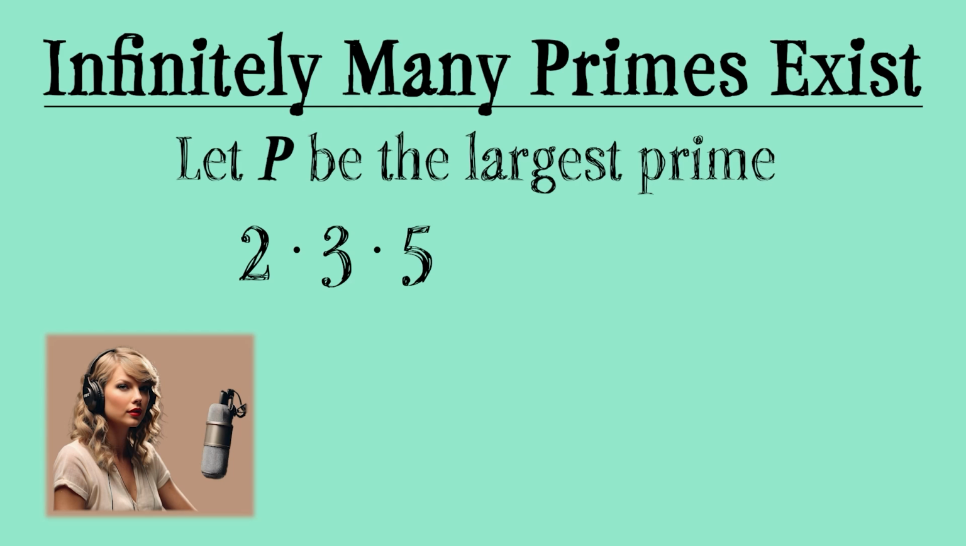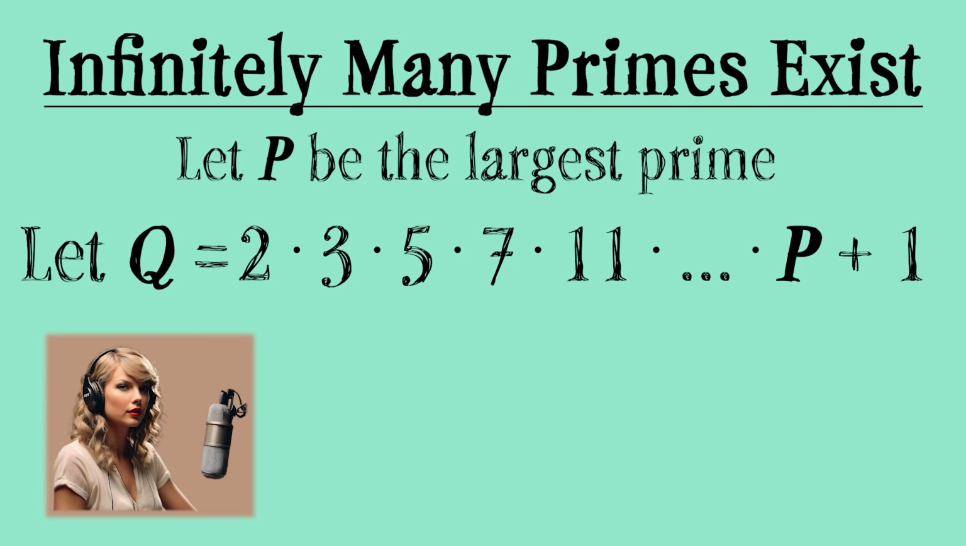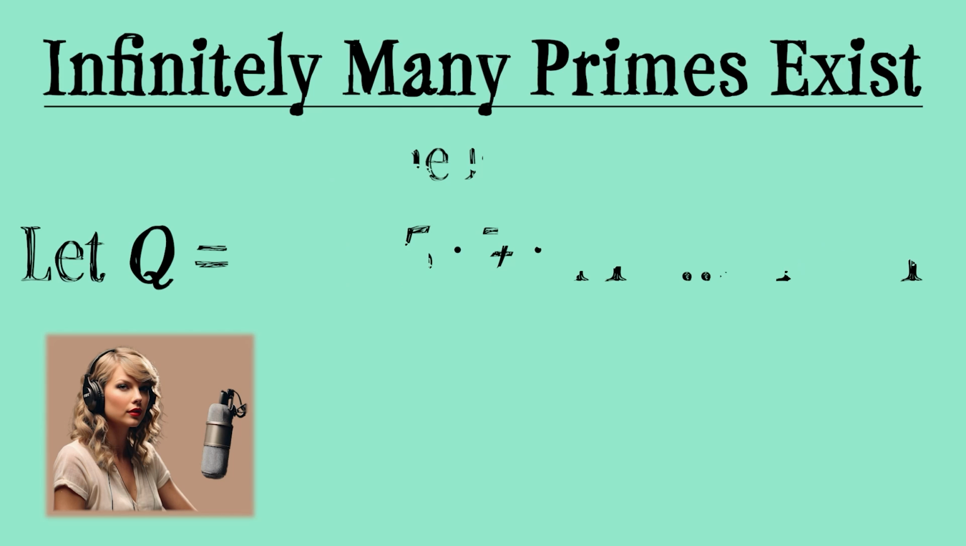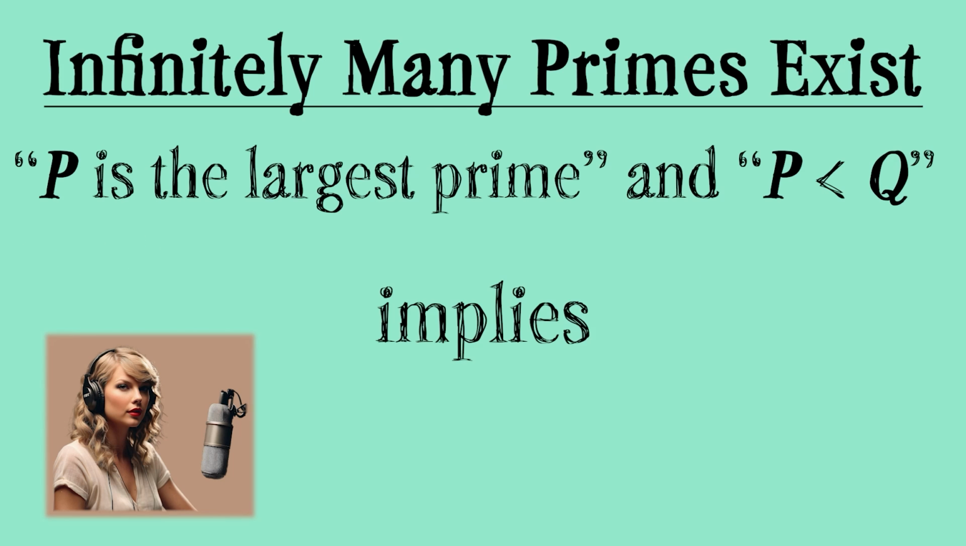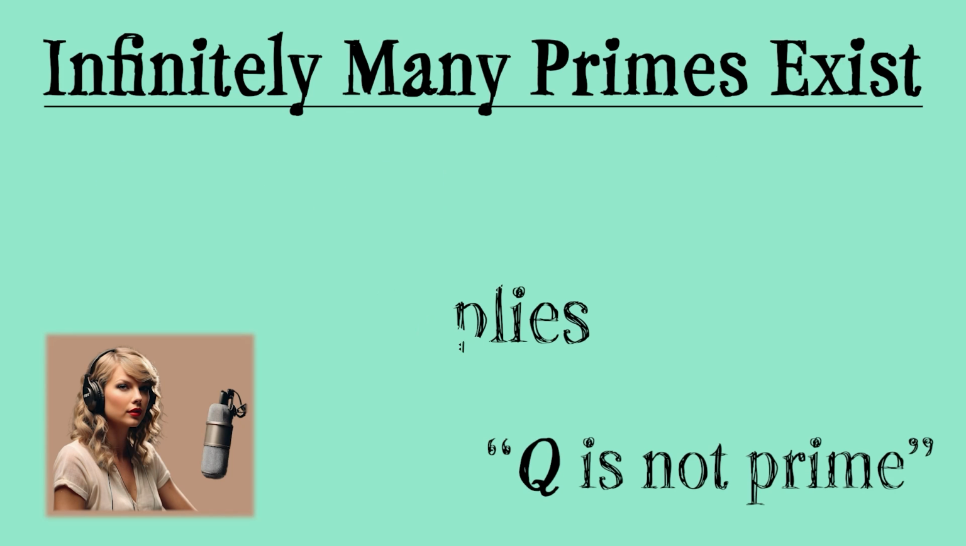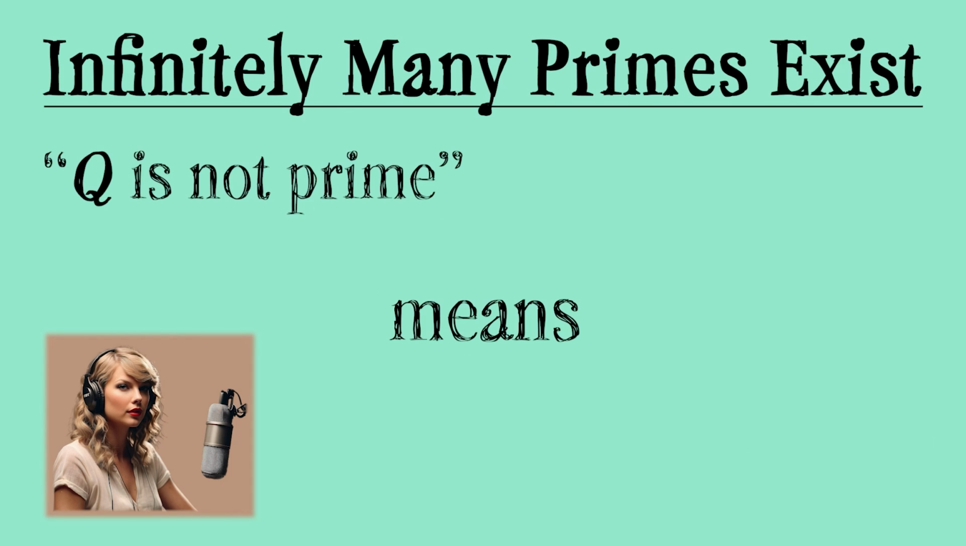Now multiply all of the primes in this finite set together and add 1 to construct a number Q, which equals 2 times 3 times 5 times all the way to P, and then add 1. Since P is the largest prime and P is less than Q, Q cannot be prime. So since Q is not prime, Q must be composite.